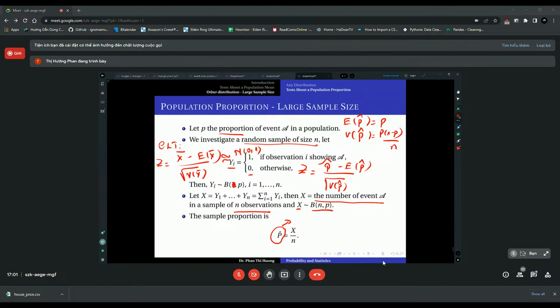But now we have Z equal to p hat minus E of p hat over the square root of the variance of p hat. It's not the sample mean. We're working with the sample proportion, not the sample mean. So how can we use the central limit theorem in this case? Of course, you think there is a link between p hat and the sample mean. We need the sample mean if we want to use the central limit theorem here.